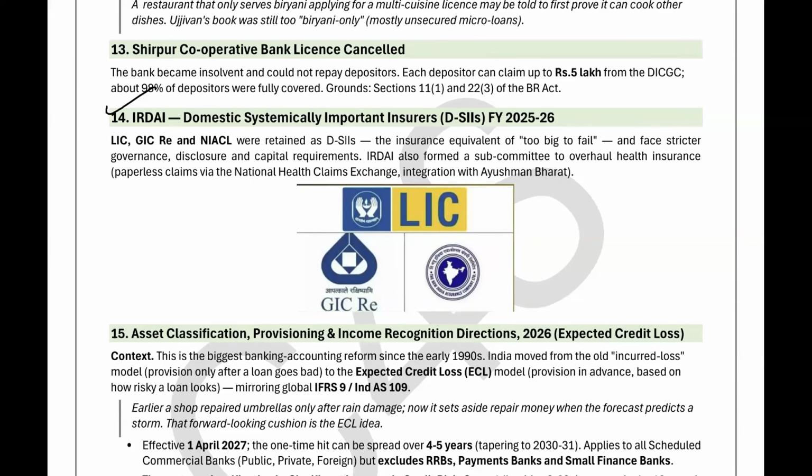Please write it down in the comment. Which banks are D-SIB? If they fail, the economy of India will collapse. Please write it down. IRDAI is the regulator of insurance. Yes, SBI, HDFC, and ICICI.